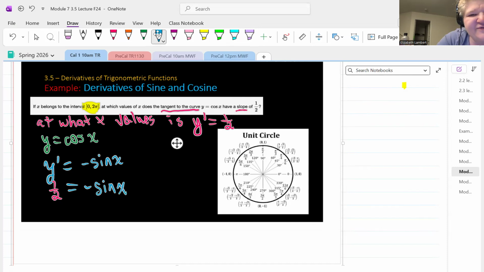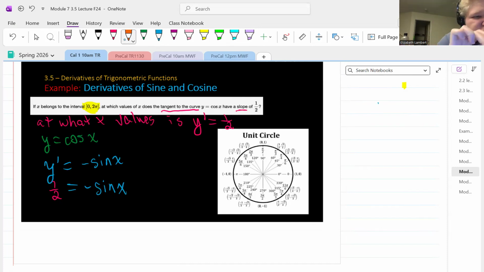Now that negative sign, though, is making things weird. So I am going to divide both sides of my equation here by -1. So I really have -1/2 equals sine of x. So I'm asking here, when does the sine function have a value of -1/2?